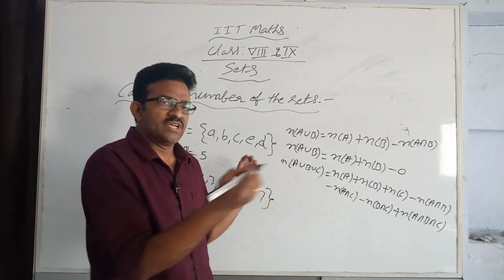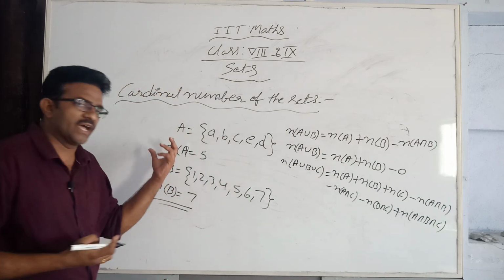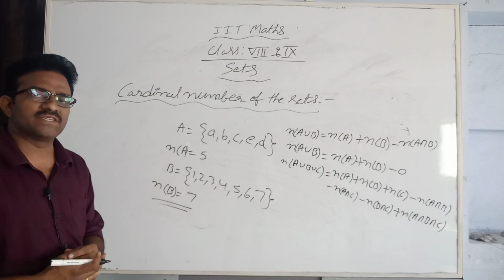So these are the simple explanation about the operation of the sets, Venn diagrams of the sets, cardinality of the sets. Thank you.